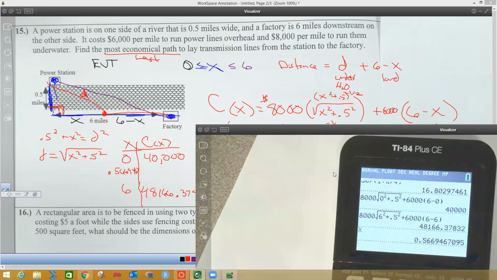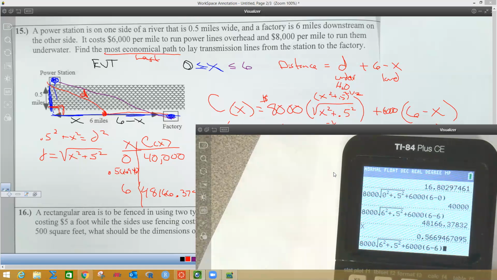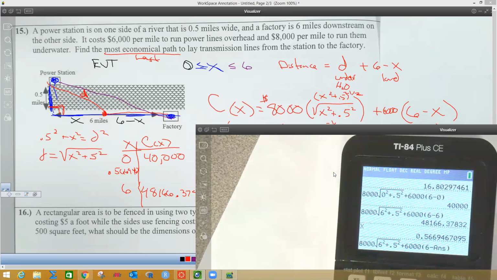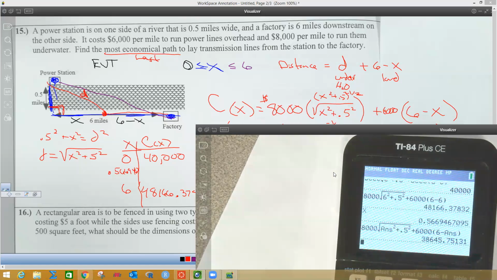So what I'm going to do now is plug that in where the 6's are. So I'm going to hit second, oh no, I have to go up and highlight this thing because I did something else, and hit enter. That puts that back in there, but I'm going to come over here and plug in that answer. So I'm going to hit second negative, which is answer. That's that decimal number right above there. I could put X in there too. And then here I'm going to hit second answer and hit enter. And there's the cost if I go at a diagonal across there.